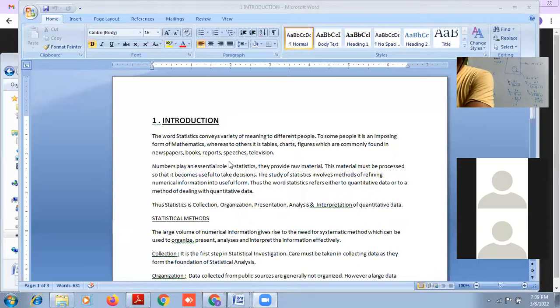Yes, sir. The word statistics conveys variety of meaning to different people. To some people, it is imposing form of mathematics, whereas to others, it is tables, charts, figures, which are commonly found in newspaper, books, reports, speeches, television. Numbers play an essential role in statistics. They provide raw material. This material must be processed so that it becomes useful to take decision. And that is why statistics is a decision science.